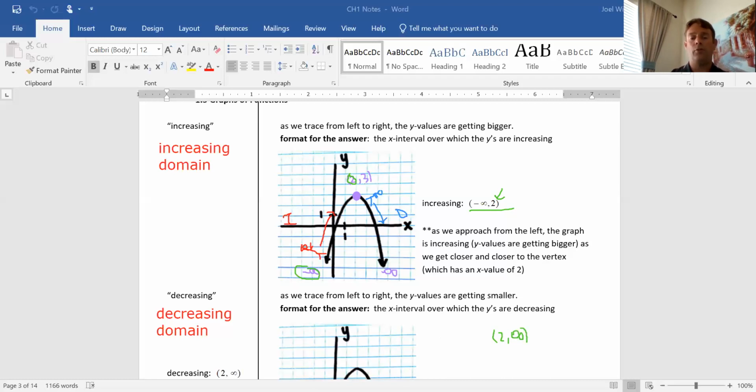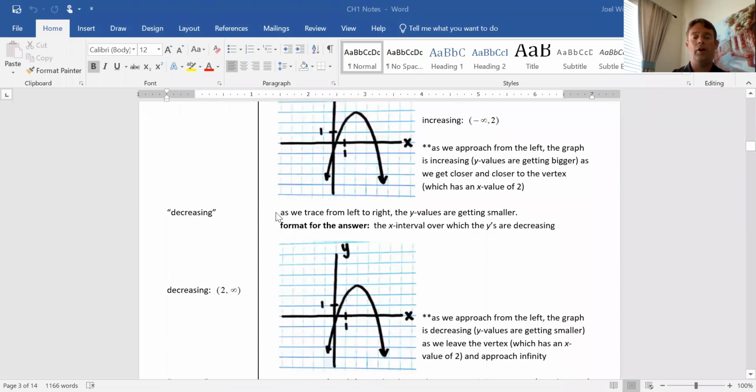You can see it right over here as well. So I'm going to put decreasing from 2 to positive infinity. So increasing from negative infinity to 2, decreasing from 2 to positive infinity. Okay, so that's increasing domain and decreasing domain. Notice we're only dealing with the x values.